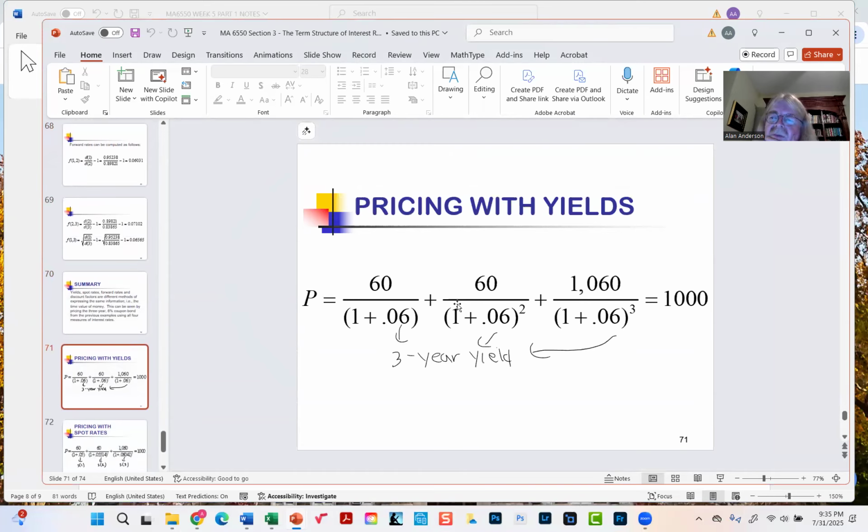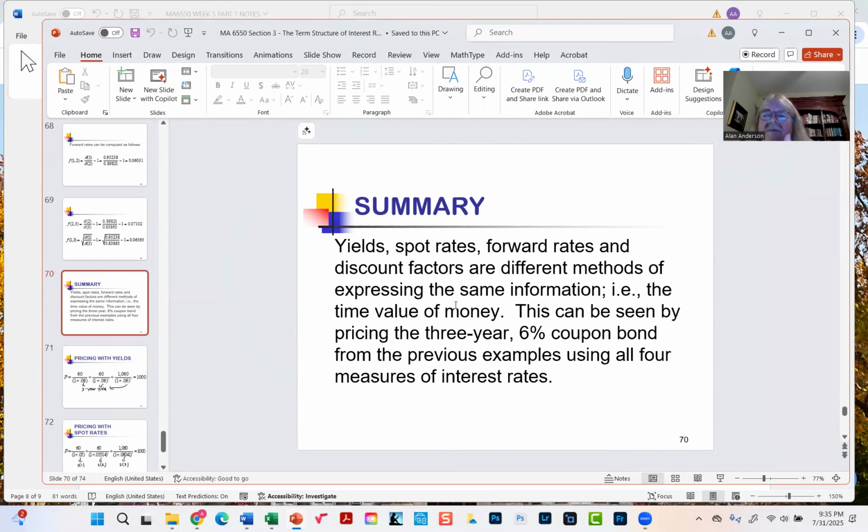Now, I mentioned this before at the beginning that all four of these measures, yields, spot rates, forward rates, and discount factors, even though the numbers are different, they're actually giving us the same information presented in a different way. And so to prove that, we're going to take a 3-year 6% coupon bond, and we're going to calculate its price using all four measures.